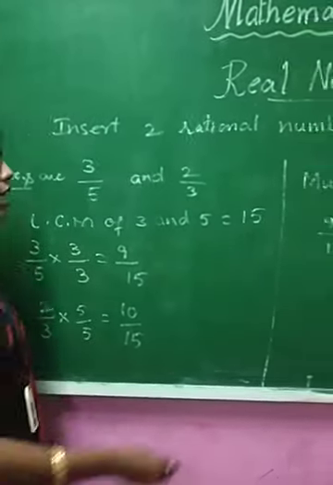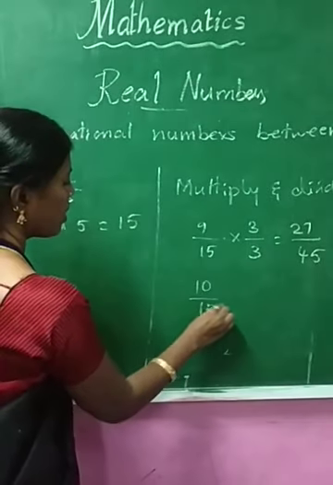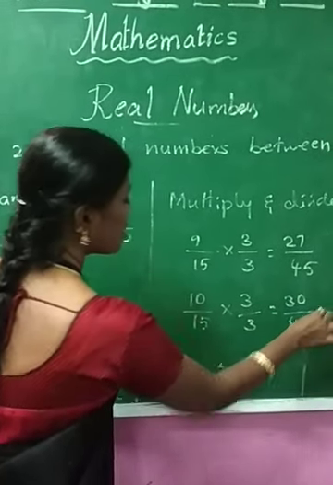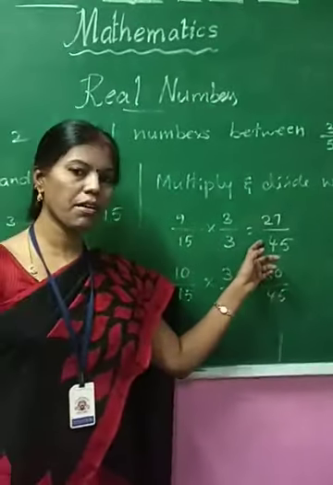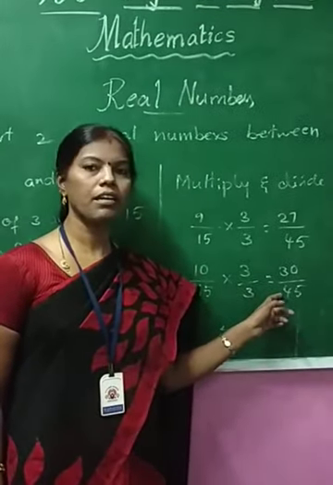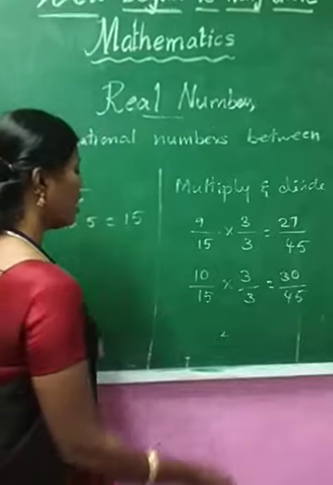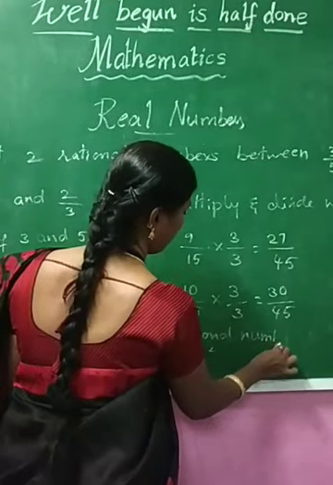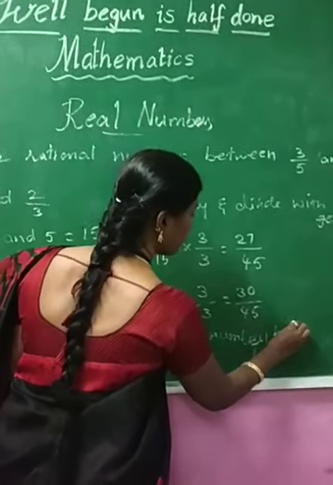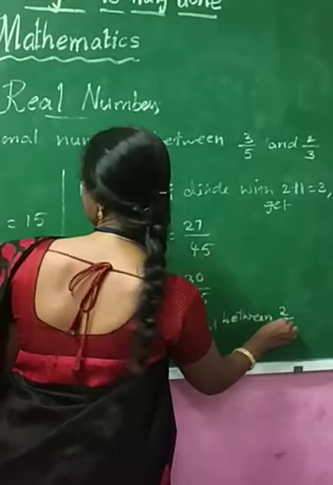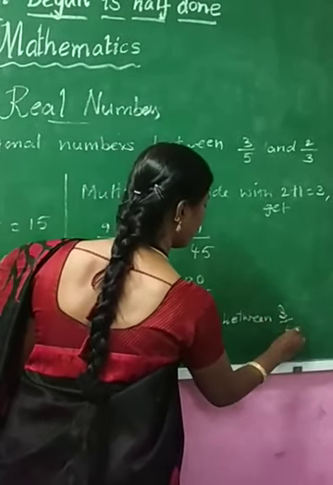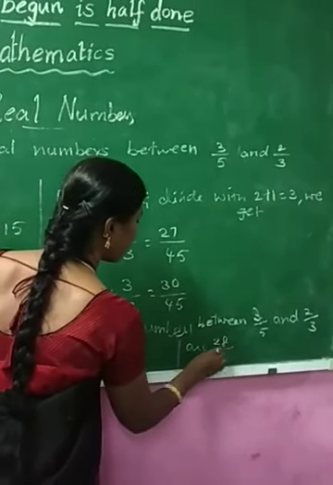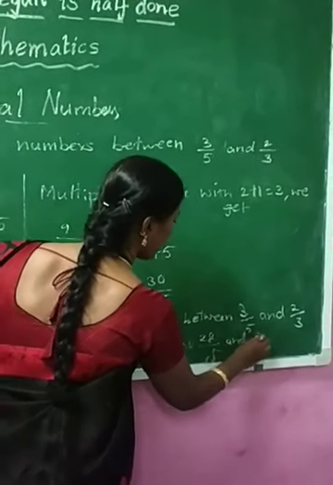Another number is 10 by 15. So 10 by 15 into 3 by 3. 10 3s are 30 by 45. So now you can observe that between 27 by 45 and 30 by 45 we get two rational numbers. What are they? The rational numbers between 3 by 5 and 2 by 3 are 28 by 45 and 29 by 45.